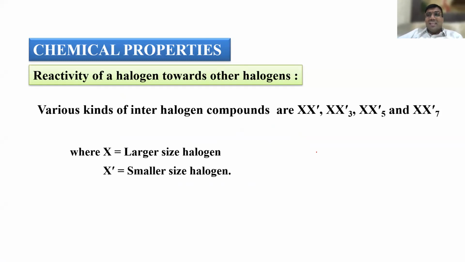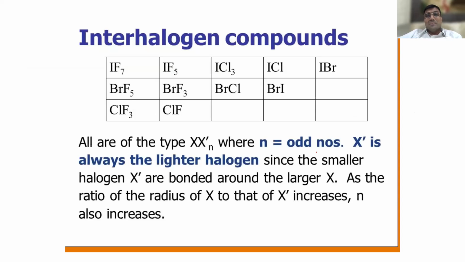For example, IF3: I is greater, F is smaller. ICl3: I is greater, Cl3 is smaller. BrF3: bromine is greater, F is smaller. Understood? ICl4: I is greater, Cl is smaller. ICl3, ClF3, BrF3, BrF5. I hope you understood. So let us see some of the interhalogen compounds.